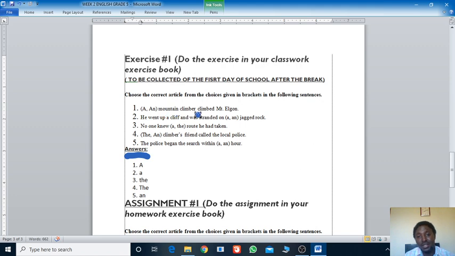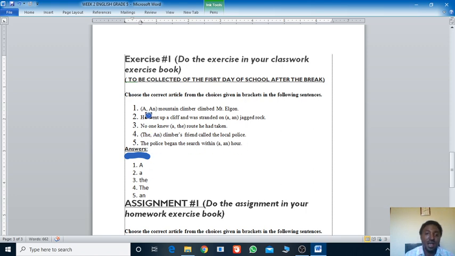An mountain climber climbed Mount Elgon. He went up a cliff and was stranded on dash jagged rock. No one knew dash route he had taken. The climber's friend called the local police. The police began the search within dash hour. So you can see the answers there.